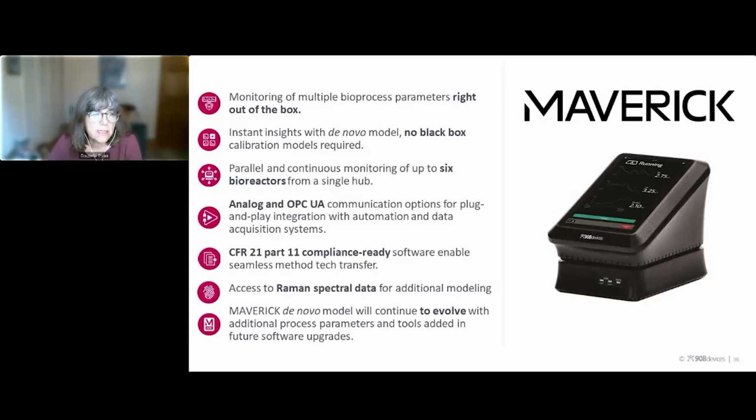And finally, I know that you and your team will continue to develop more models to evolve and add other process parameters and tools in future software upgrades.